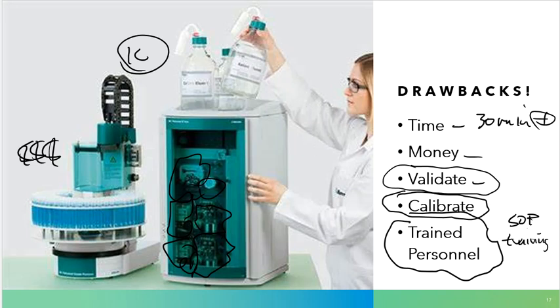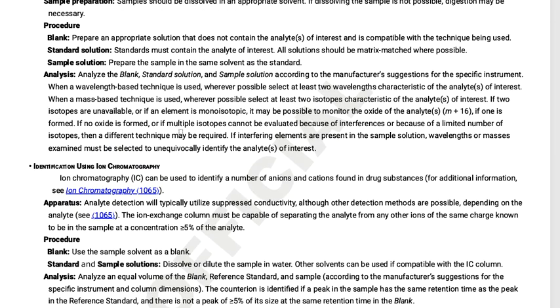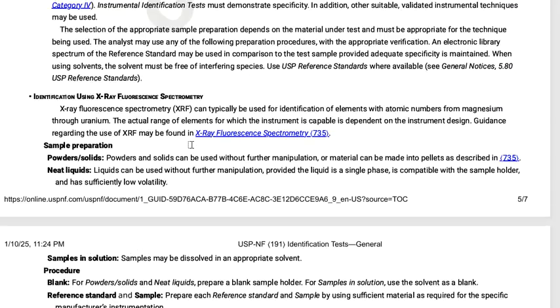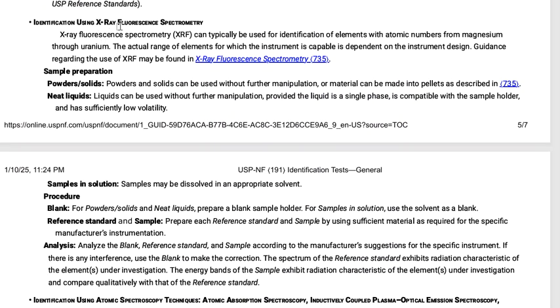So overall, these are the drawbacks. I've alluded to some of these throughout our discussion together so far, and this just kind of sums it all up into one nice little chunk of information. If I go back to the 191, again, you're going to see this section here on the back side of 191, instrumentation identification test. And this is where they start listing all the different ones.